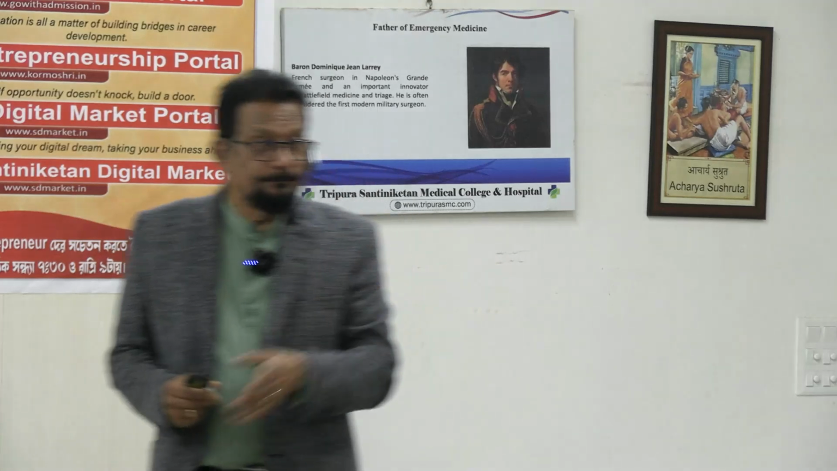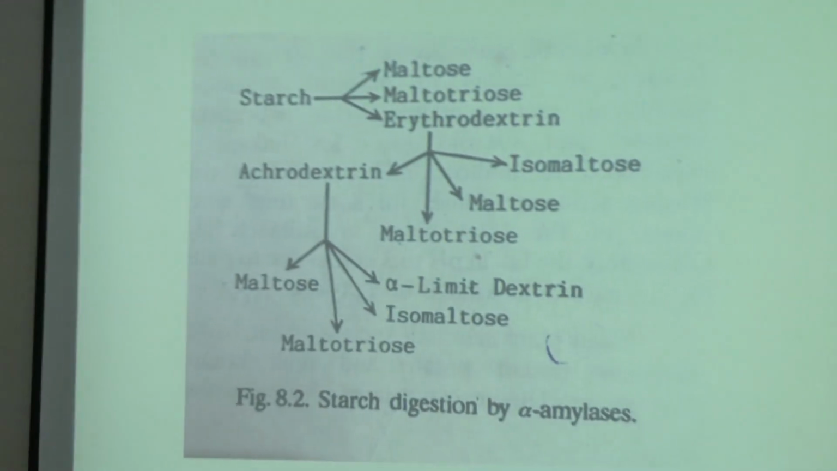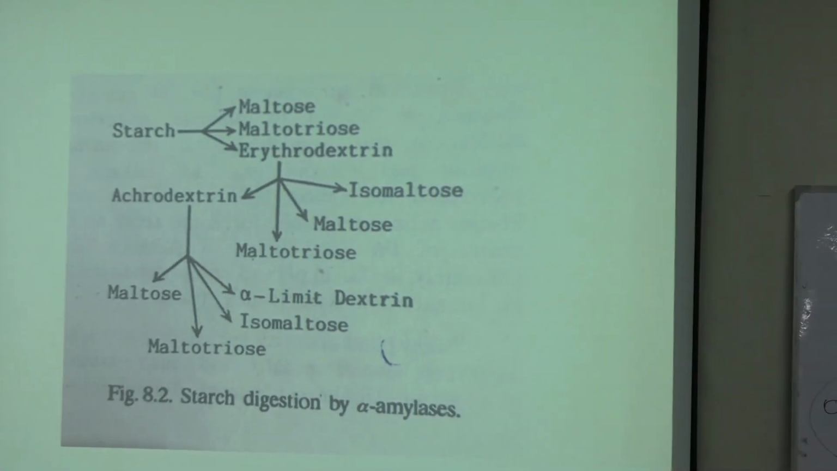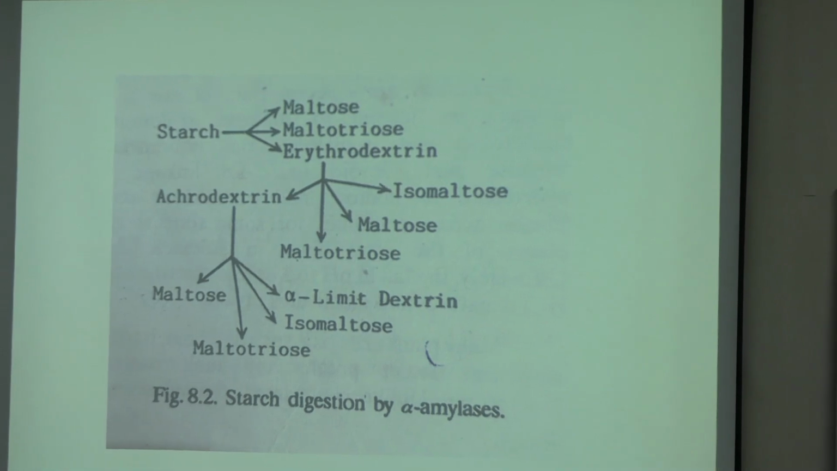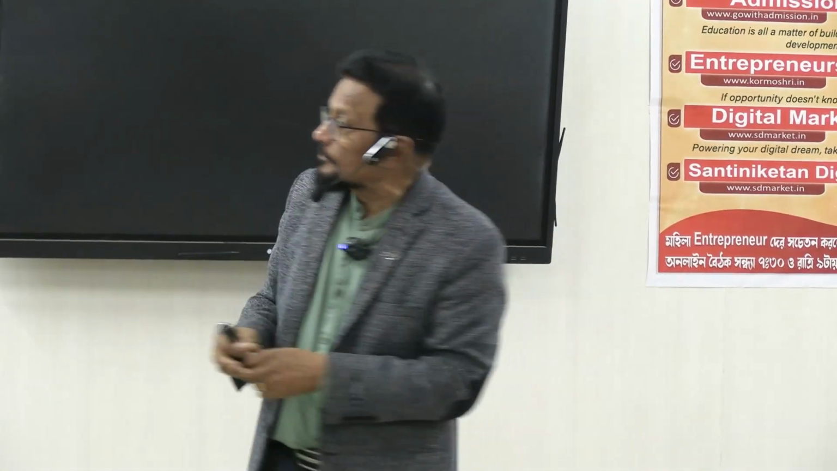Is that clear to you? Okay. Then erythrodextrin will be further digested by the amylase into isomaltose, maltose, maltotriose and achroodextrin. Achroodextrin means no color if you add iodine, meaning it is smaller. Gradually the molecule is becoming smaller in size.